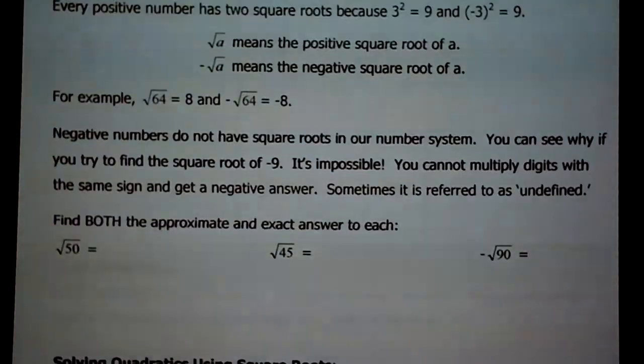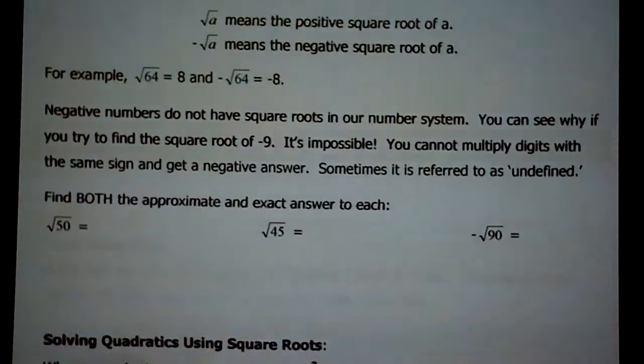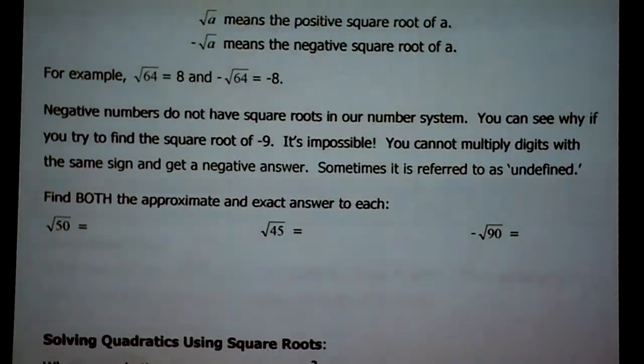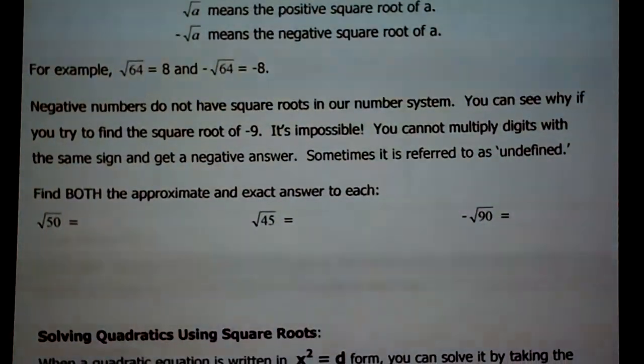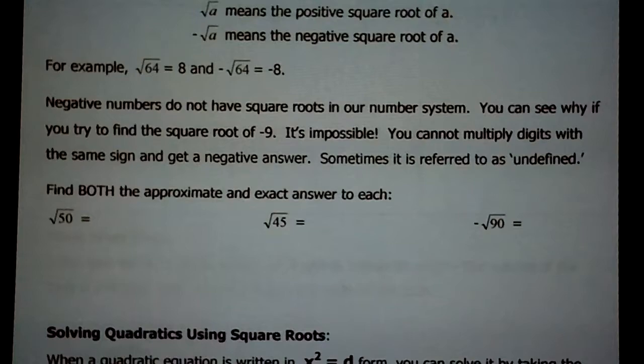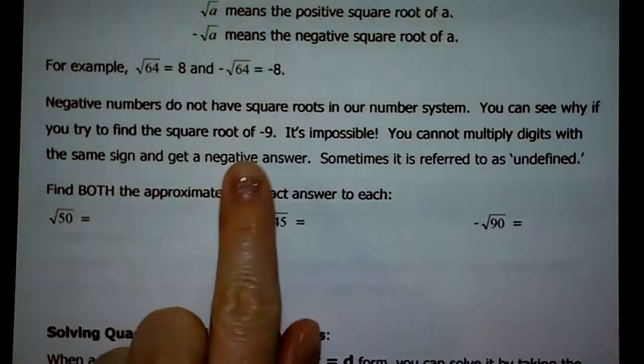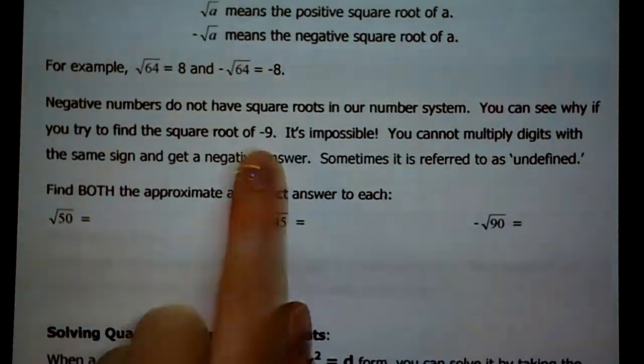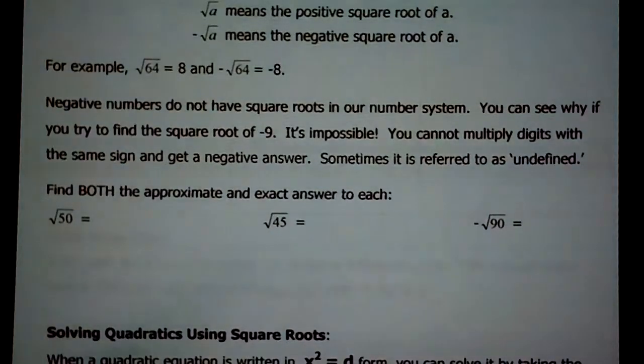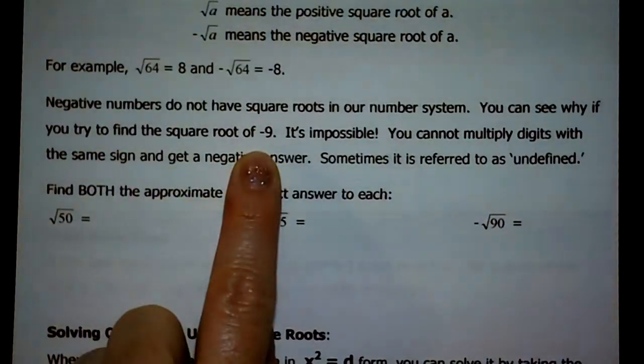Negative numbers don't have square roots in our number system. In the real number system, we are not going to talk about imaginary, but this is where it would come up. So you can see why. If you try to find the square root of negative 9, it's impossible. What number can you multiply by itself to get a negative 9?